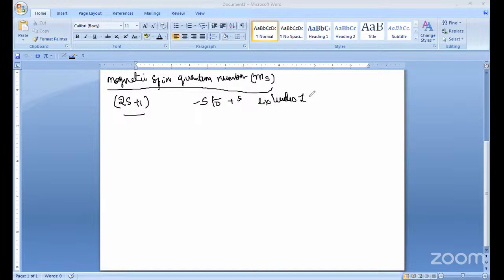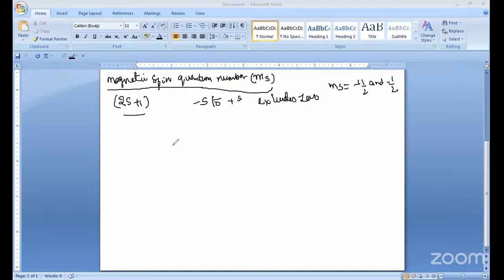In this case it excludes 0. In the previous one, the magnetic orbital quantum number, the 0 was included. Here, for the spin quantum number, it can take 2s plus 1 values from minus s to plus s, excluding 0, because spin cannot be 0. Generally spin is plus half or minus half, so ms can take only two values, plus half and minus half. This is the magnetic spin quantum number.